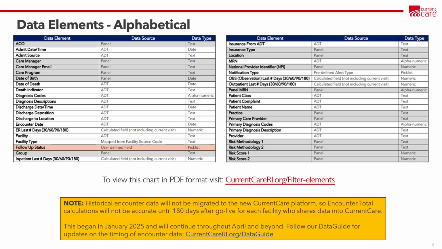Please keep in mind that historic encounter information will not be migrated to the new CurrentCare platform. This means that the elements that calculate encounter totals will not be accurate for at least 6 months. Each data sharing facility will have a different migration timeline. Please visit our data guide for updates on timing.